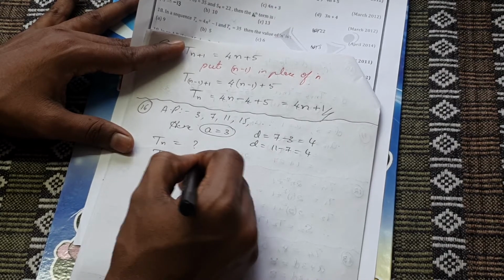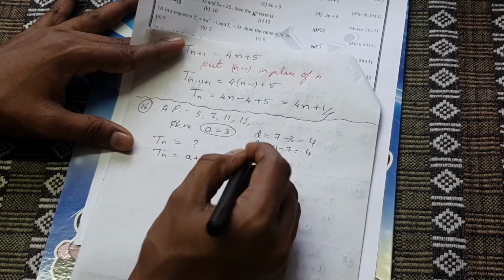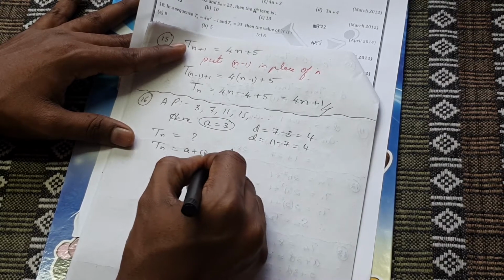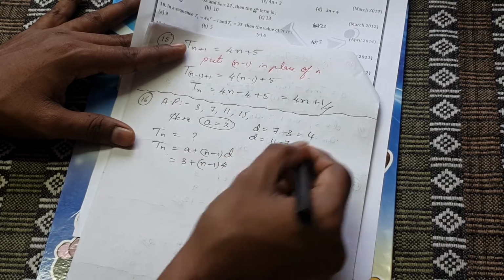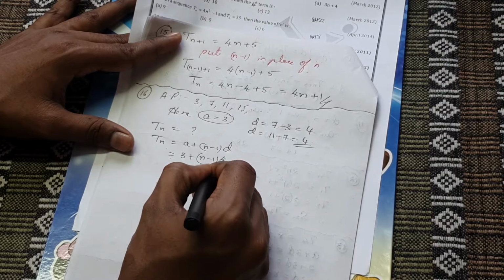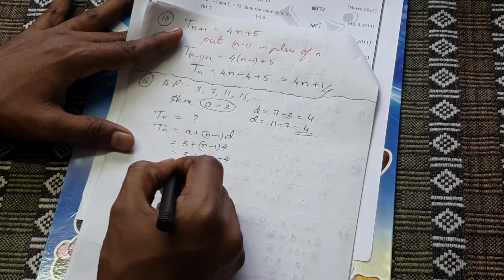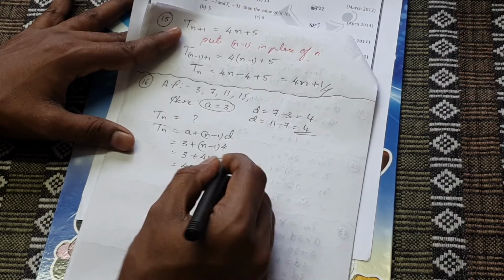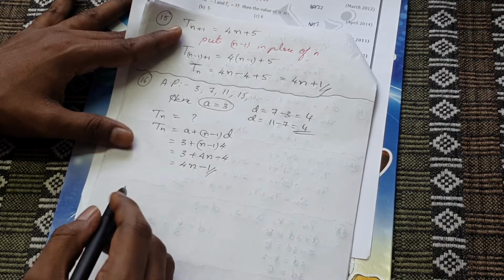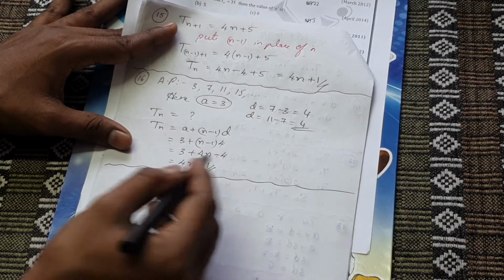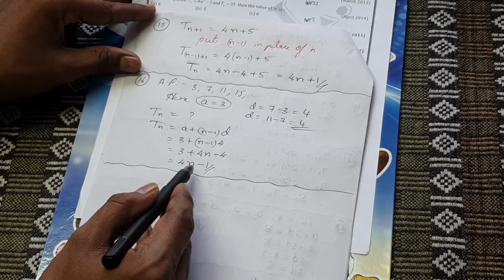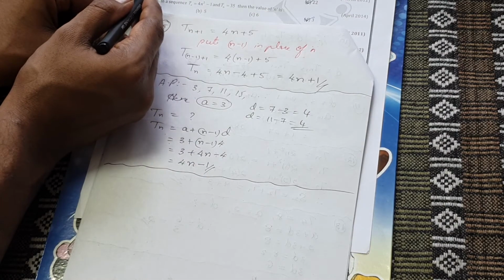Tn is A plus n minus 1 into D, which is the regular formula. So A is 3, plus n minus 1 into D, and we know the D value is 4. So this is nothing but 3 plus 4n minus 4. If you take this down, the general term is 4n, and 3 minus 4 is minus 1. Hence the nth term of this arithmetic progression is 4n minus 1, which is the first option.